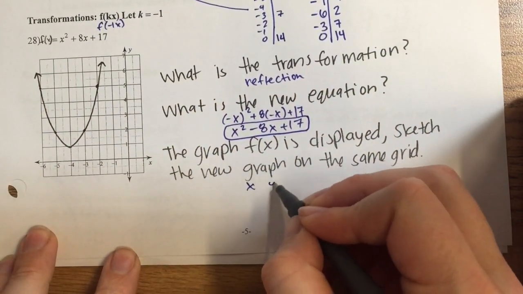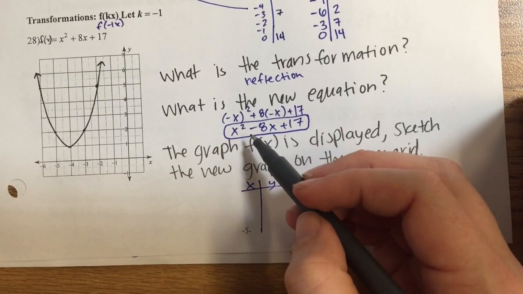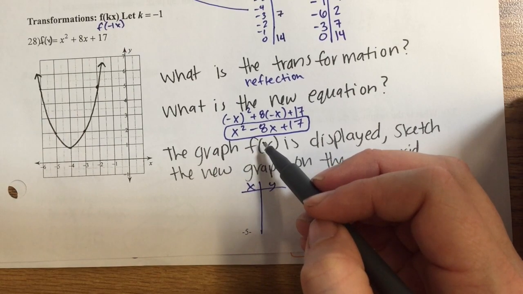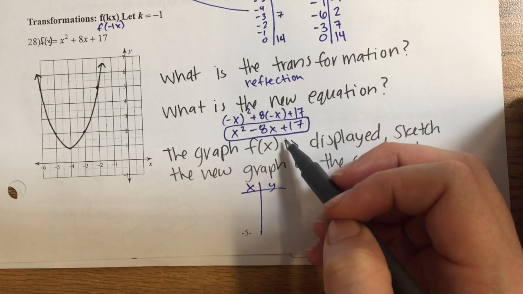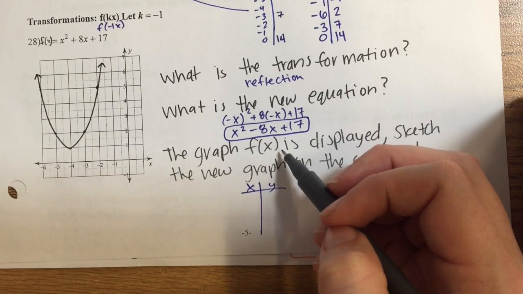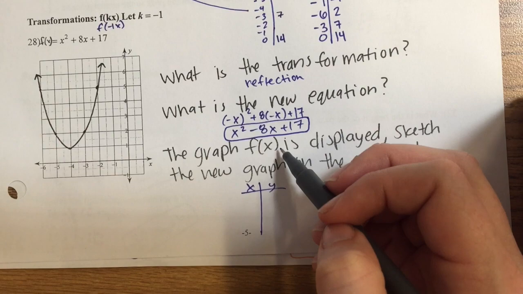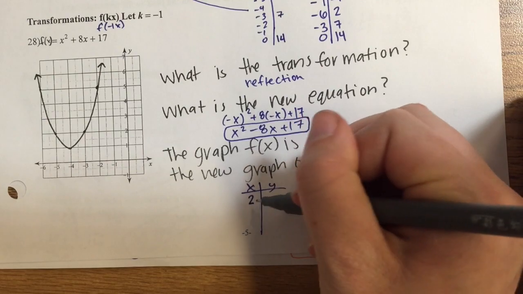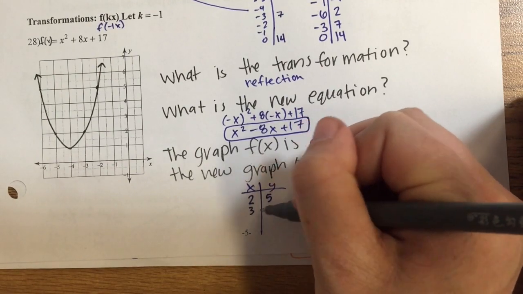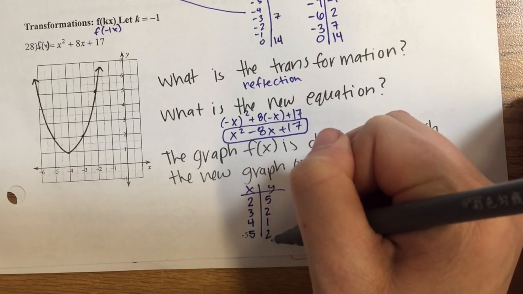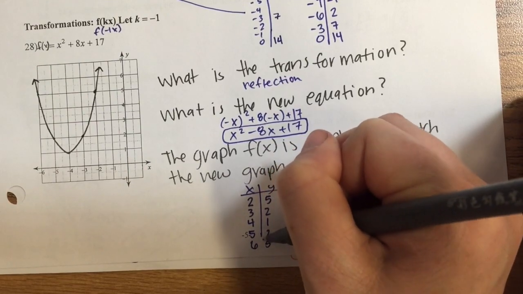I make a table to graph it. I'm going to plug in x squared minus 8x plus 17. And when I go through and make a table, I would plug in, let's see, 2 is a 5, 3 is 2, 4 is 1, 5 is a 2, 6 is a 5.